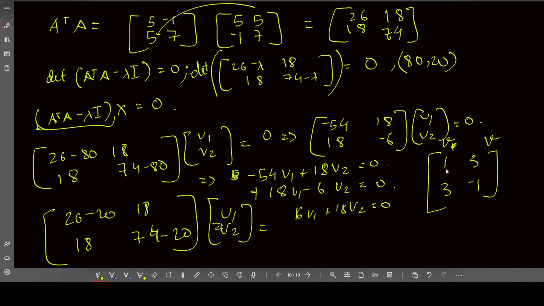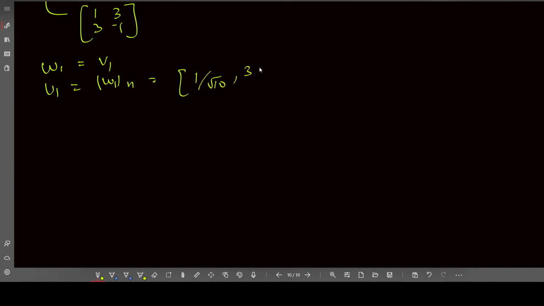Okay, so this is your vector that you have to orthonormalize. 1, 3 and 3, minus 1. I'll write it down again: 1, 3, 3, minus 1. I have to orthonormalize these vectors. So again, W1 is equal to V1. In the first iteration, W1 is just equal to V1. So U1 is equal to W1 normalized. This is just 1 by under root 10 and 3 by under root 10. So my orthonormalized vector is 1 by under root 10 and 3 by under root 10.